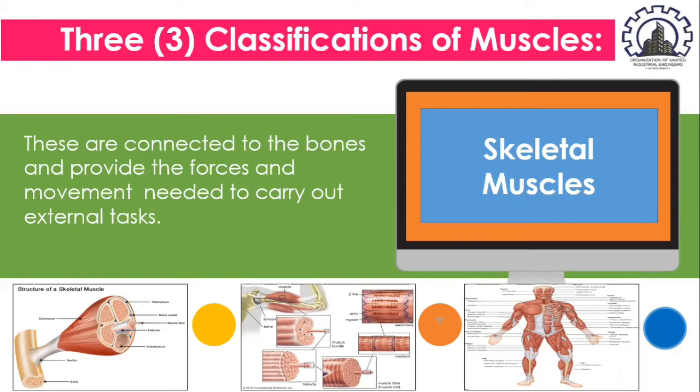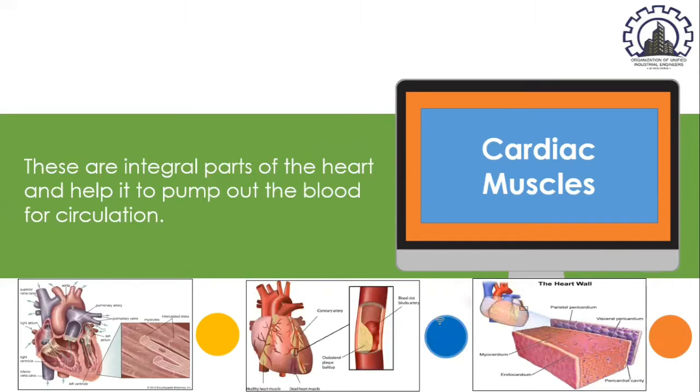On the other hand, these are muscles that are connected to the bones of the skeleton, and they pass over joints, enabling the bones to act like levers when the muscle contracts. Next, we have cardiac muscles. And when we say cardiac muscles, these are integral parts of the human heart and help it to pump out the blood for circulation. It also has a special structure and constitutes the bulk of the heart.